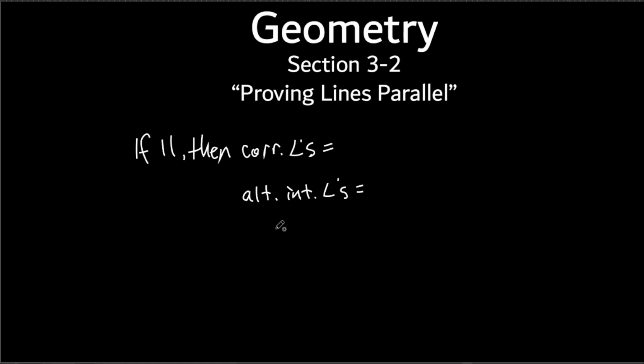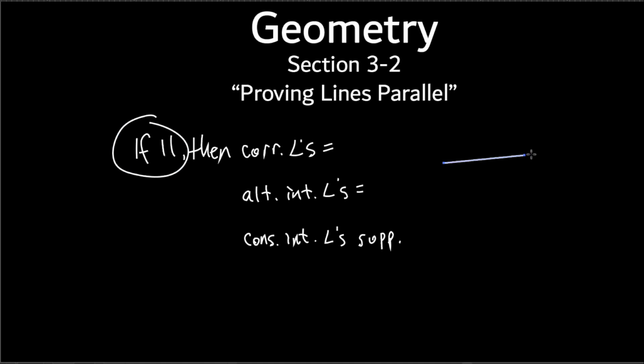Yeah, we just said that, alternate exterior. We said the consecutive interior angles are what? Not equal, but what? Right. We said that the consecutive interior angles are supplementary. So we learned a lot of stuff about this. But what did we start with? What was the if? If you start off with parallel lines, then all this stuff is true.